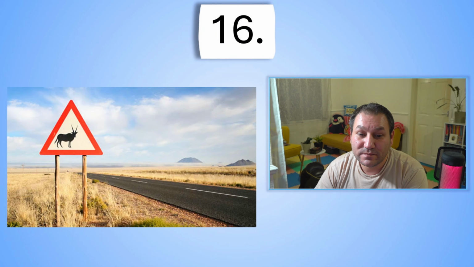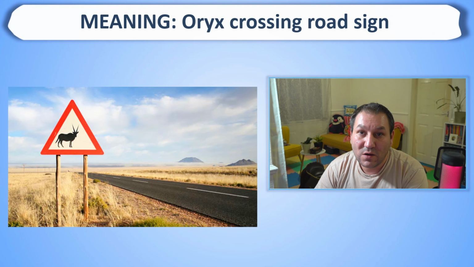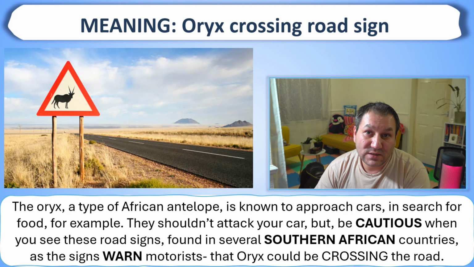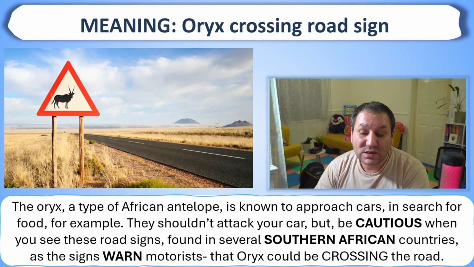16. Meaning oryx crossing road sign. The oryx, a type of African antelope, is known to approach cars in search for food, for example. They shouldn't attack your car, but be cautious when you see these road signs found in several southern African countries, as the signs warn motorists that oryx could be crossing the road.